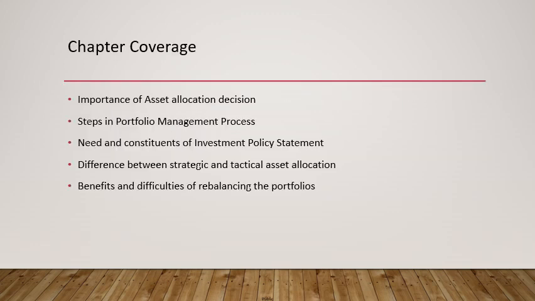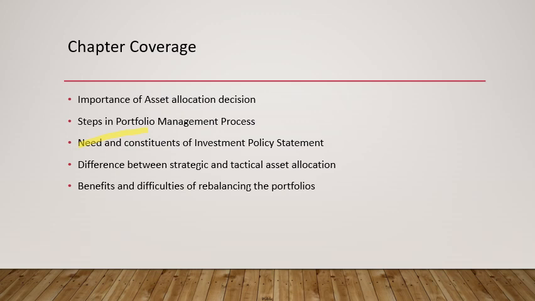So what is it that I'm going to cover in this chapter? I will start with the importance of asset allocation decision, steps in the portfolio management process, which is the second point that you can very clearly see here. Third point is need and constituents of the investment policy statement. So IPS, or investment policy statement, is a very important part of the portfolio management process. Then the difference between strategic and tactical allocation, and benefits and difficulties of rebalancing the portfolio. So this video will take you through key aspects of these 5 broad points.